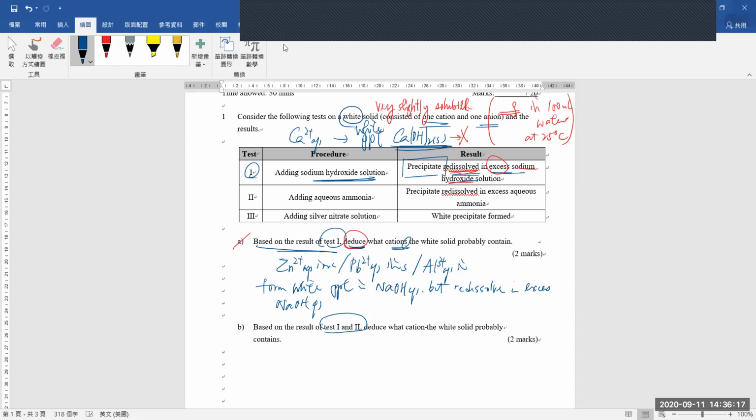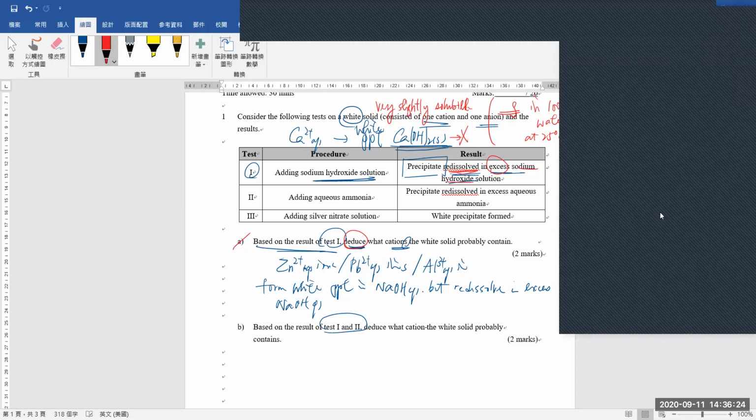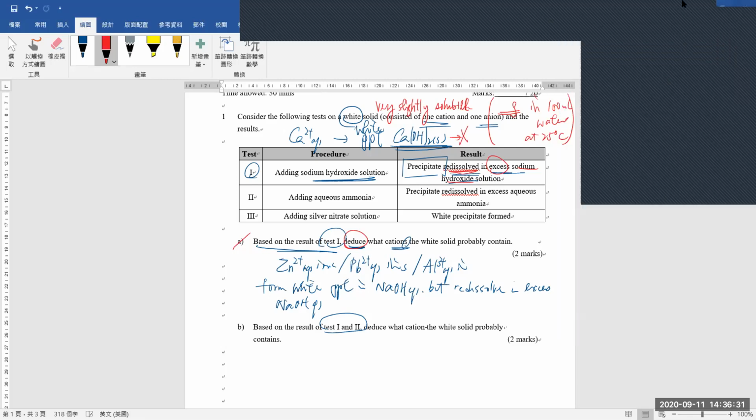So actually, what will be the form of the three? Do you know what that is, if I redissolve in excess? Anyone who knows? Do you still remember what those forms are? Wang Junheng, do you know the form? Yes, something like complex, complex ion. Good. What are the complex ions? It'd be like Zn and OH, it's 4 and 2 minus, something like that.